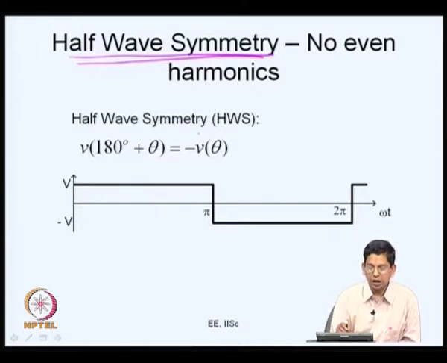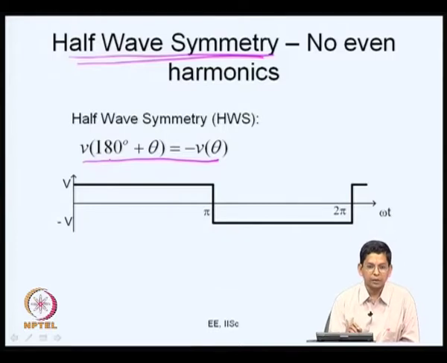Here when we say half wave symmetry, what we mean is that the waveform in question satisfies this property. If you consider the waveform at theta and at 180 plus theta, where this angle is a fundamental angle at the fundamental frequency, then whatever its value at 180 plus theta is will be the negative of its value at theta. An example of this is the square wave, and a couple of other PWM waveforms we saw earlier also satisfy this particular property.